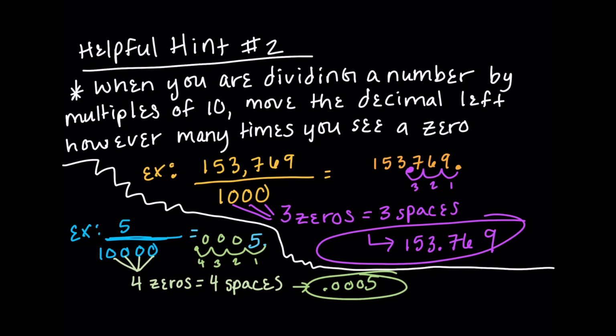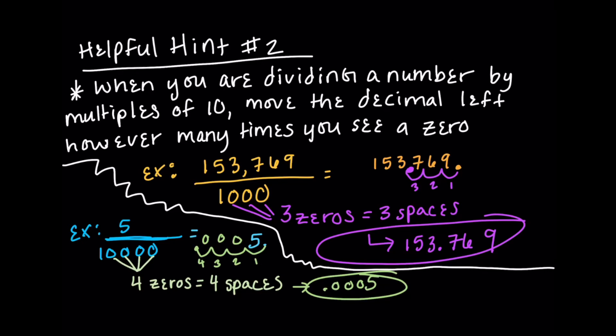And the opposite is true when you're dividing by multiples of 10. Wherever you see the naturally occurring decimal in that number, you're going to move it left however many times you see a 0. And I gave you 2 examples if you want to go ahead and hit pause so you can take a look.